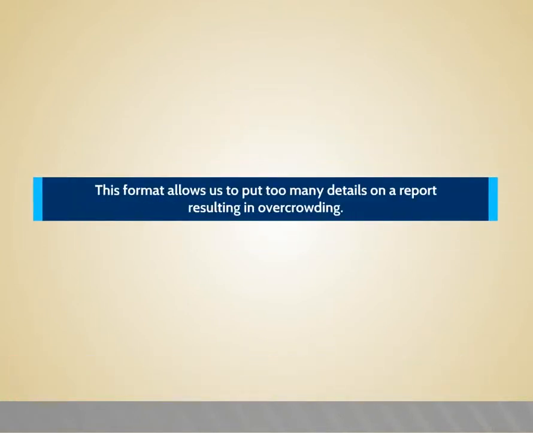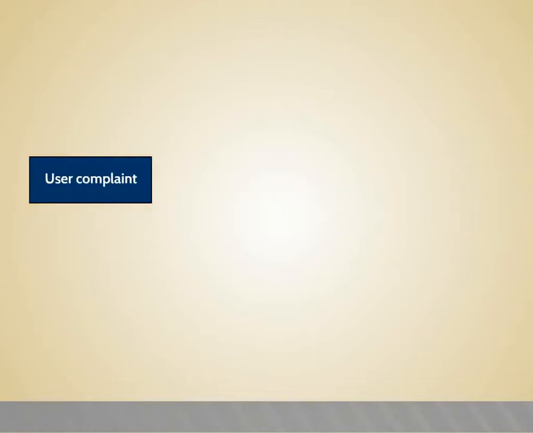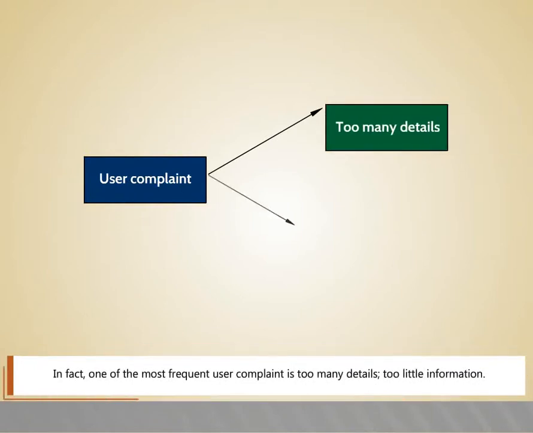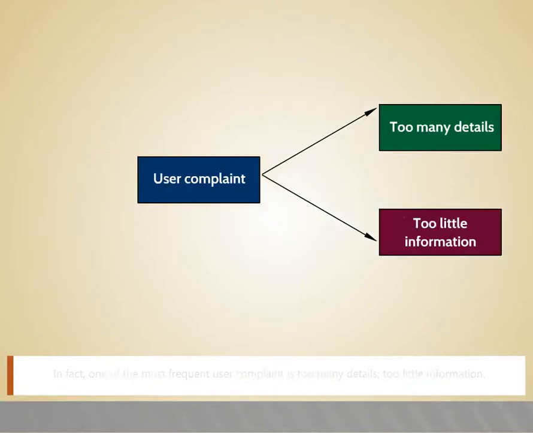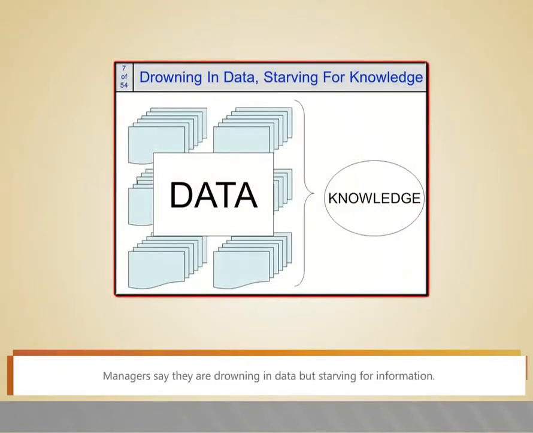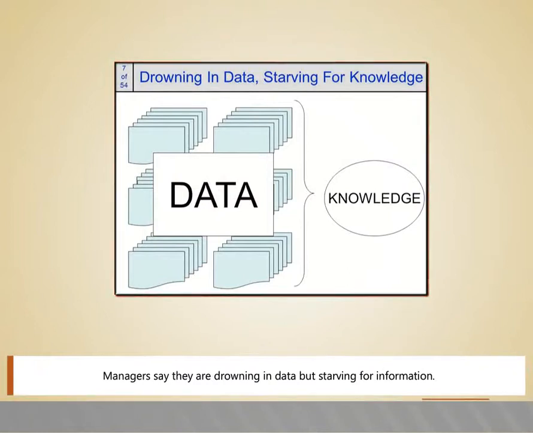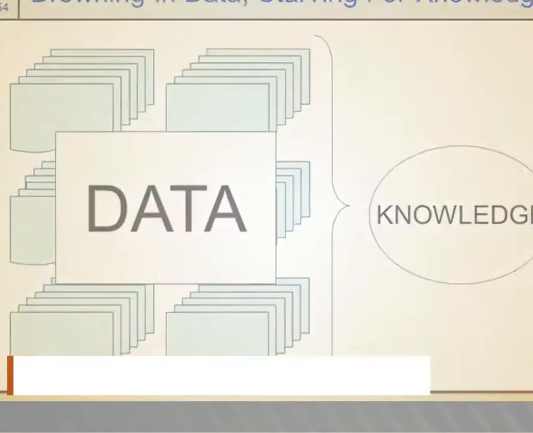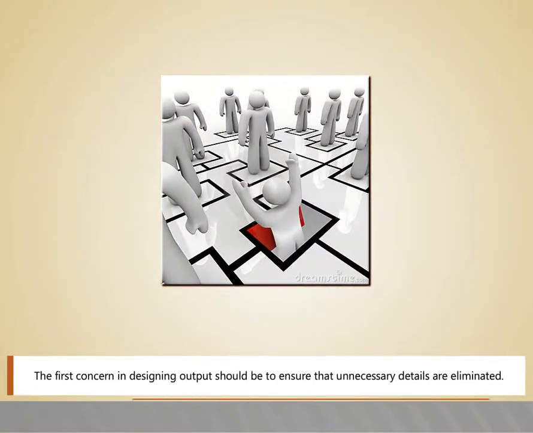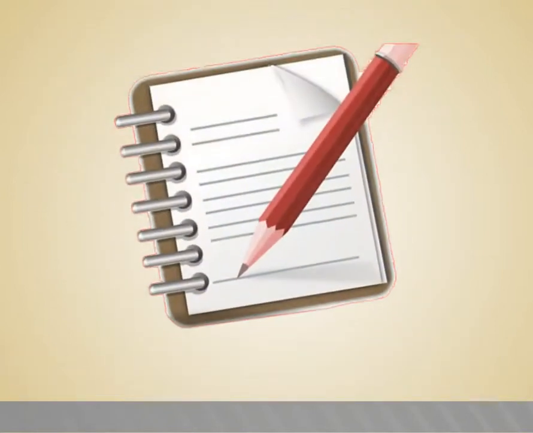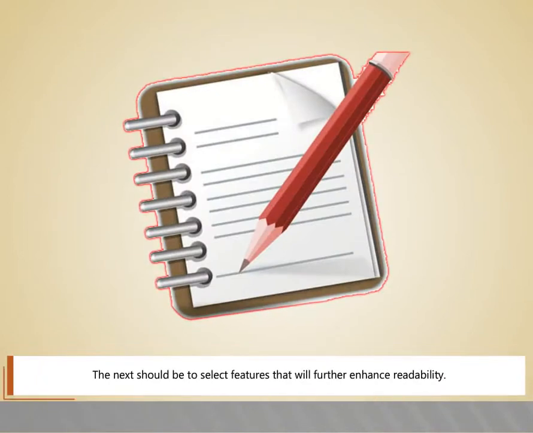This format allows us to put too many details on a report, resulting in overcrowding. In fact, one of the most frequent user complaints is too many details, too little information. Managers say they are drowning in data but starving for information. The first concern in designing output should be to ensure that unnecessary details are eliminated. The next should be to select features that will further enhance readability.